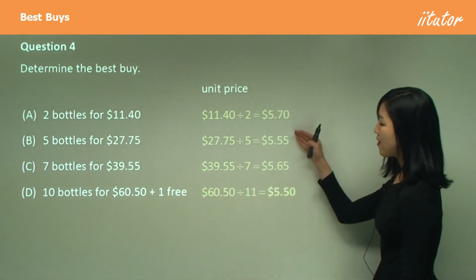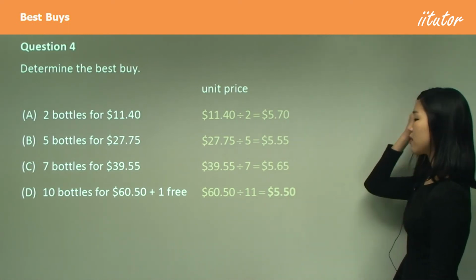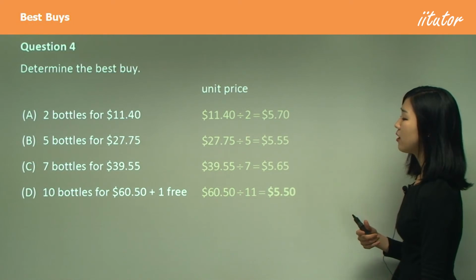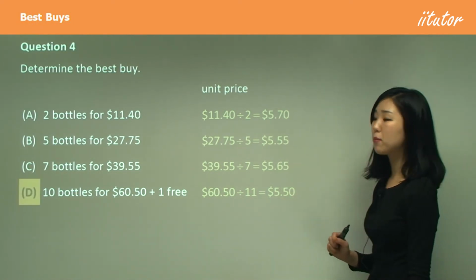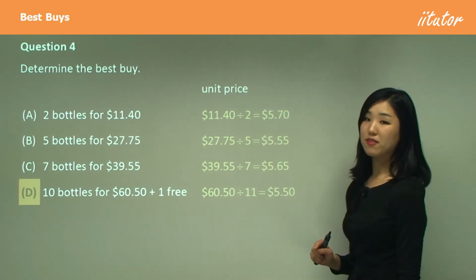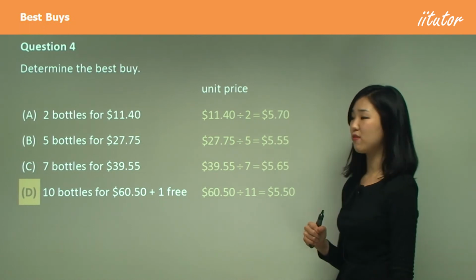So now that we've got the cost of 1 bottle, what is the lowest price that we can get from each deal? Well, you can clearly see that D is giving us the lowest price per 1 bottle, so that will be our best buy. So I would probably go for option D and buy that because that gives me the lowest price per bottle.